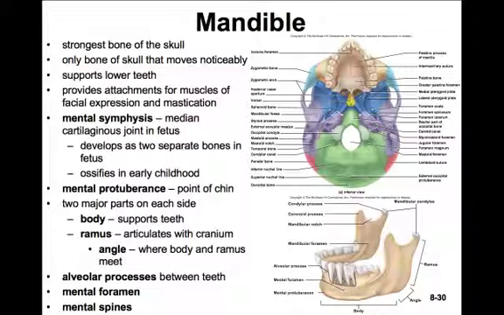The inner surface of the body is marked by shallow depressions and ridges that accommodate the muscles and the salivary glands. In the region of the mental protuberance on the inner surface, there's a pair of small points called the mental spines. You can't see them in this view.